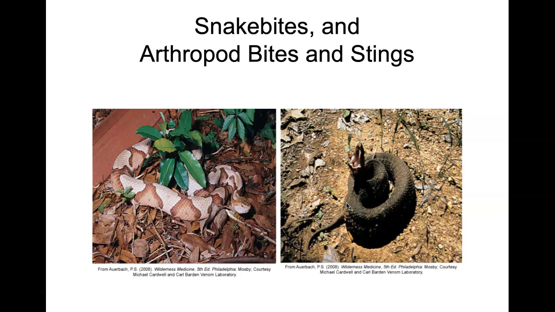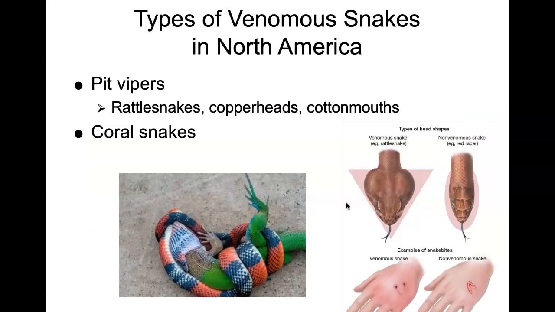On the left side of the screen is a southern copperhead. On the right side of the screen is a cottonmouth water moccasin. Both are venomous, and we're going to talk about these types of snakes that we see, that if we get a venomous bite, we need to know how to treat that in the emergency department.